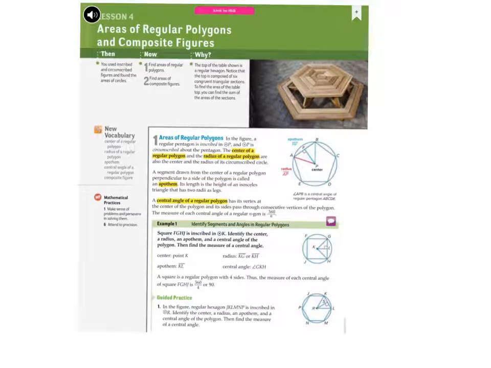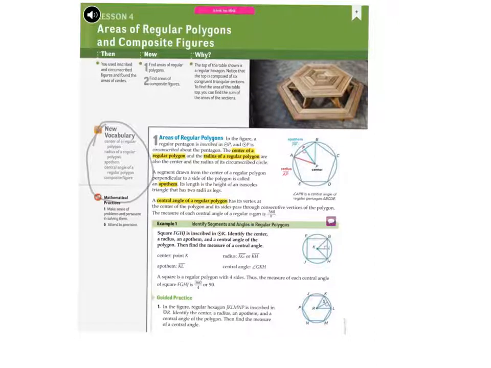All right, so as we move on to 10.4, now we're doing areas of regular polygons and composite figures. Don't forget, regular polygons have the same number of sides, equal sides, and congruent angles. And composite figures is where you put more than one shape together in order to make it. All right, we've got a lot of new vocabulary today.